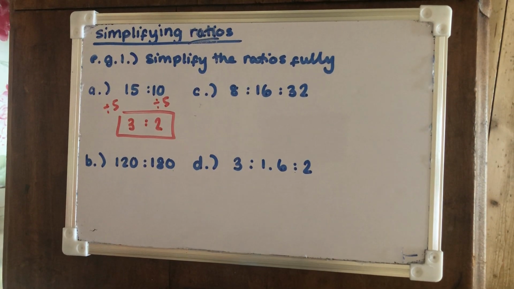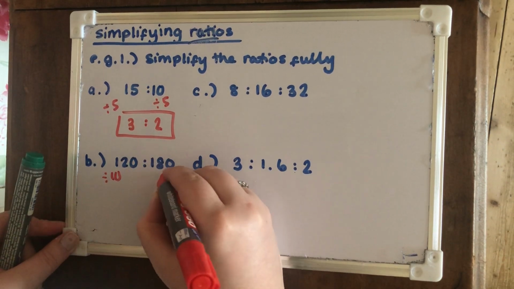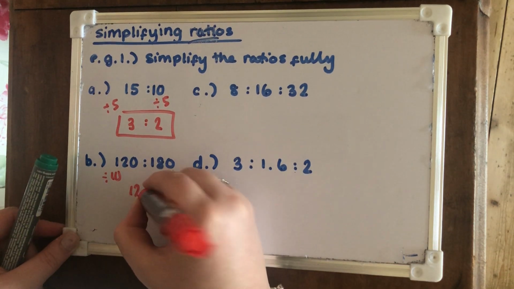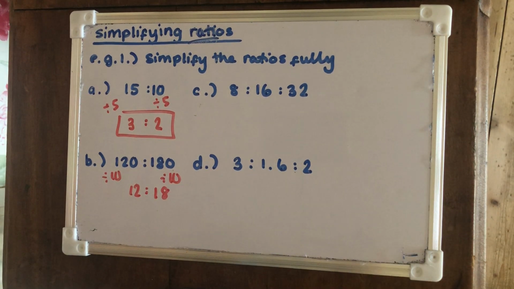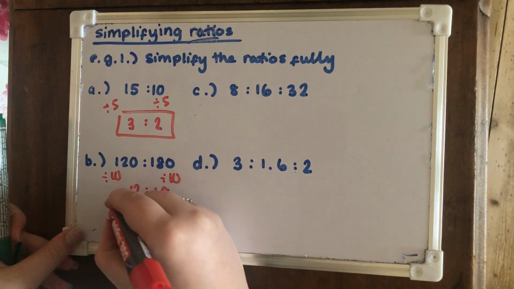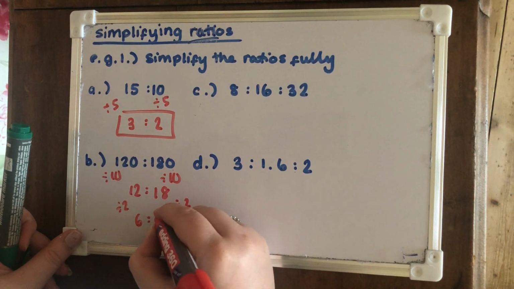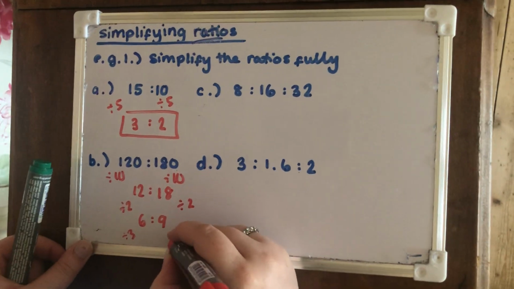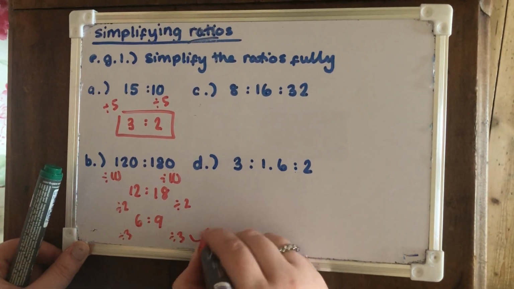Okay, so for B, same thing, think of what number could go into both of them. So they've both got zeros on the end, which tells me that I can divide both sides by 10 to start off with. Okay, so 120 divided by 10 is 12. 180 divided by 10 is 18. Then I look at 12 and 18 to see if they've got another number in common. So 2 can go into both of those, so divide by 2, which gives us 6 and 9. Okay, and then 3 goes into both of those. Okay, so that can then simplify to 2 and 3.